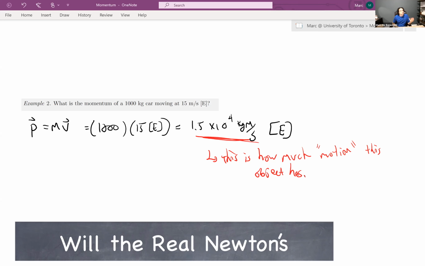Anyway, so yeah, that's what momentum is. Momentum quantifies how much motion an object has. It's really how you compare apples to apples. It's how you compare a slow-moving heavy object to a fast-moving light object. You look at the momentum. You look at how much motion that object has.